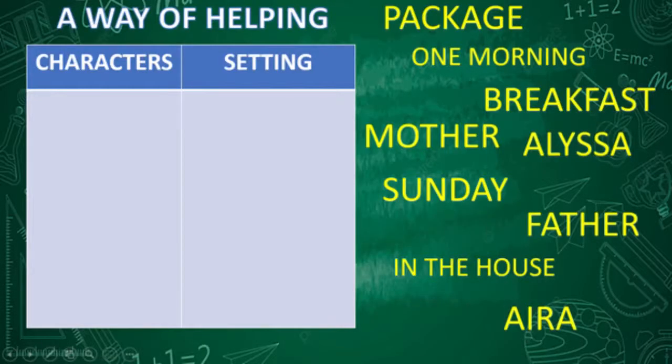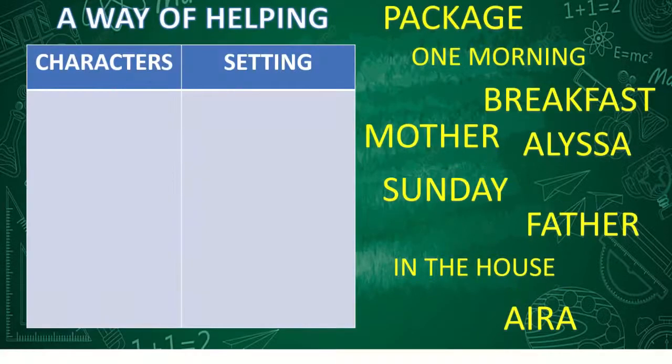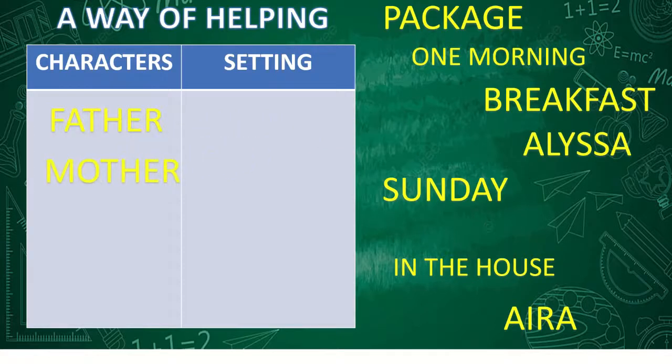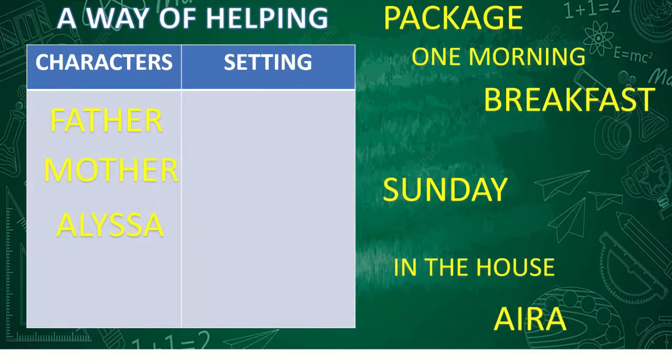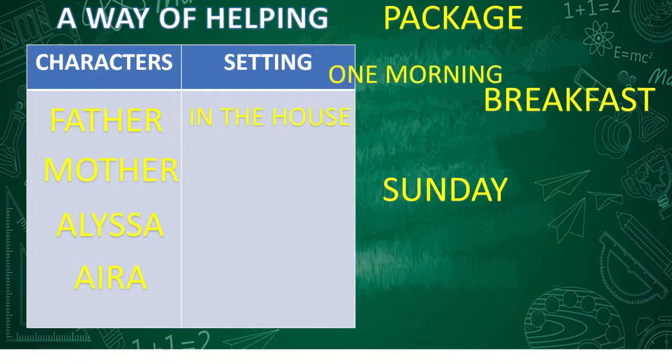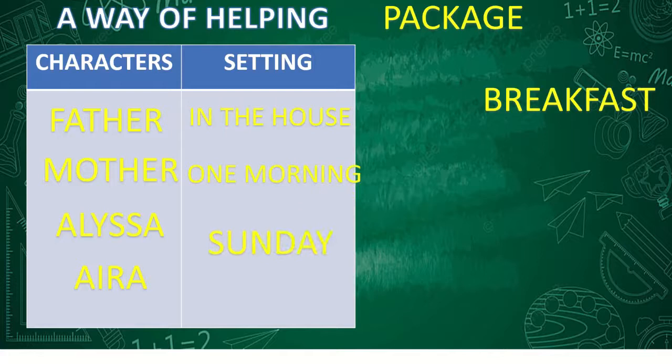Select the correct answer from the words on the side of the box. Who are the characters? Father, Mother, Eliza, and Ira. Very good. Now, what is the setting? In the house, one morning, and Sunday. Excellent! You did great, kids!